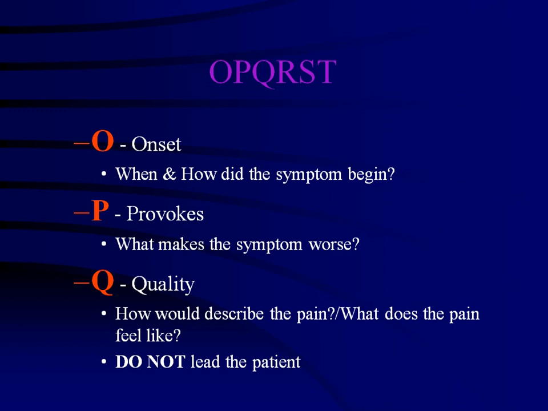When and how did the symptoms begin? In other words, was it acute or was it gradual? Provokes. What makes it worse? In other words, they go, you know, when I get up and walk around, I get short-winded again. So that obviously provokes it. Quality. They need to describe what they feel. Again, I hate these words.